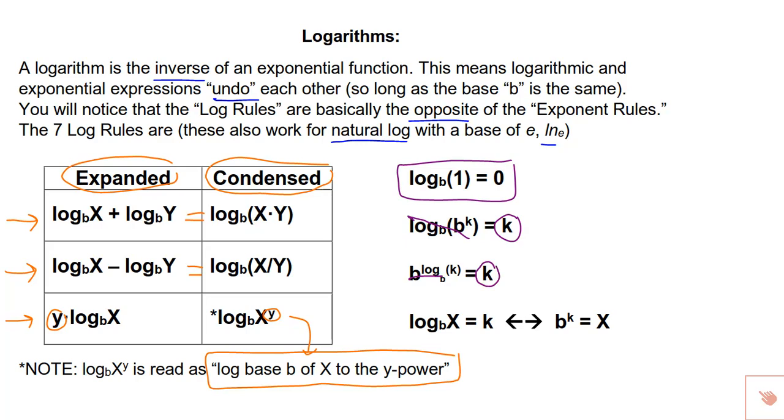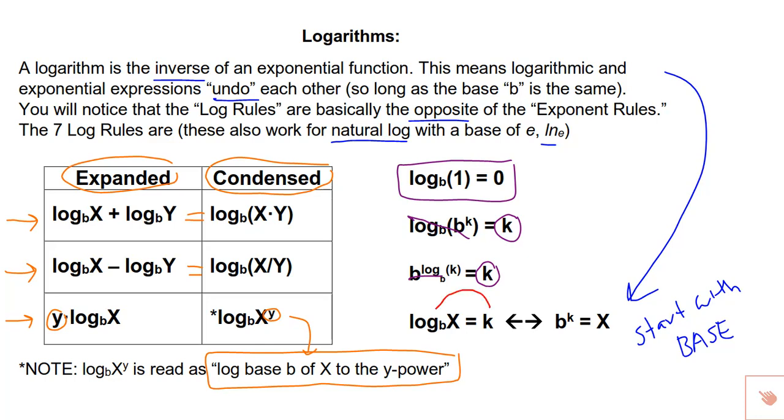And then back when I was telling you about how logs and exponents undo each other, I am referring to this idea here where I can interchange between the two. I just want to remind you that when you're going back and forth, you always start with the base, and I'll show you what I mean. There's this idea, I've heard some people call it frog on a log, where if I start with the base, I can jump over and then bounce back. So you see I went base, k, equals x, which is exactly what I have right here.